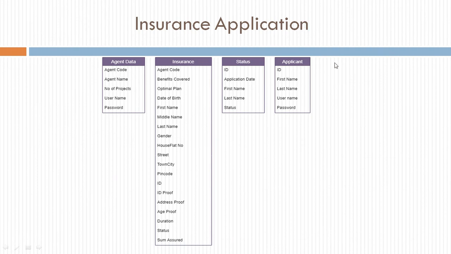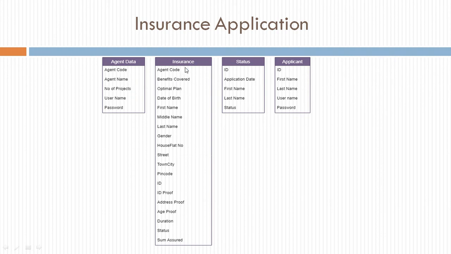Then next is the insurance application. We have four types of tables in the database. One is agent data. The agent has his own ID, username and password, with his number of projects, his name and his code.